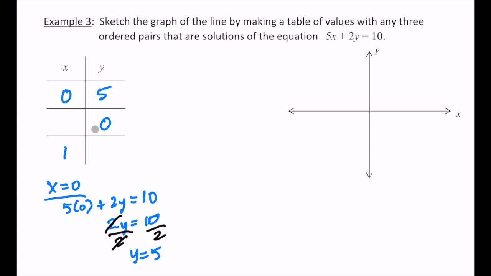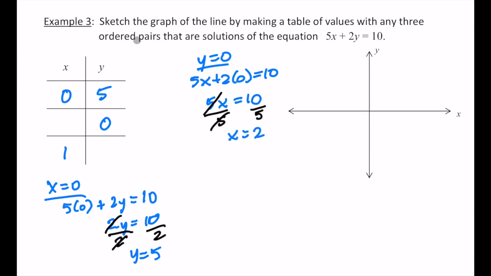Next, we'll plug in a y value of 0. Again, substituting a value of 0 makes that term disappear. So here we're just left with 5x is equal to 10. And now we'll divide by 5 on both sides to isolate x. So when y is equal to 0, x must be equal to 2, and that gives us a second ordered pair.